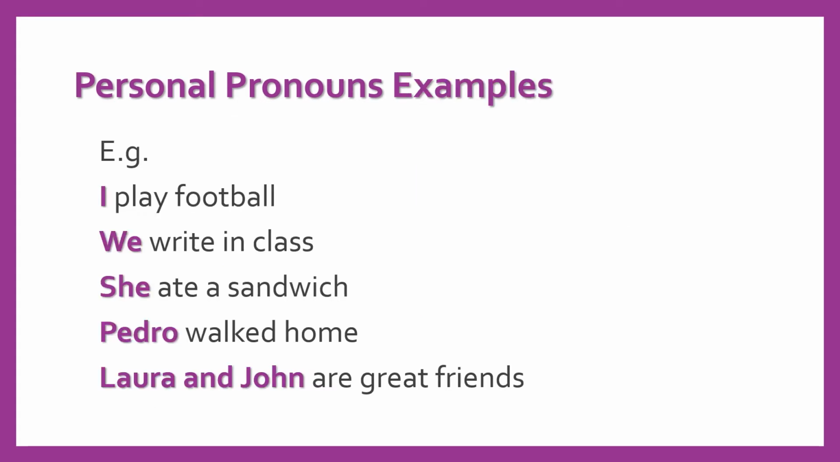Here are some examples in sentences with personal pronouns. For example, I play football. In this case, the pronoun is I. We write in class. In this case, the pronoun is we. She ate a sandwich. In this case, the pronoun is she. Pedro walked home. In this case, the pronoun is Pedro, but we know that there is a hidden pronoun, he, because it's talking about a man.